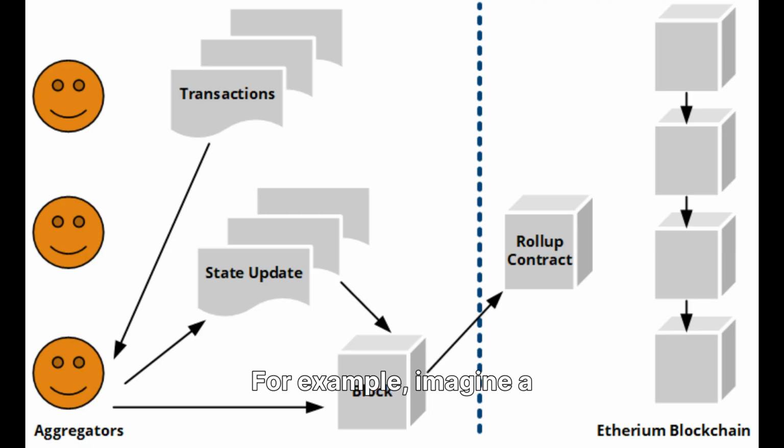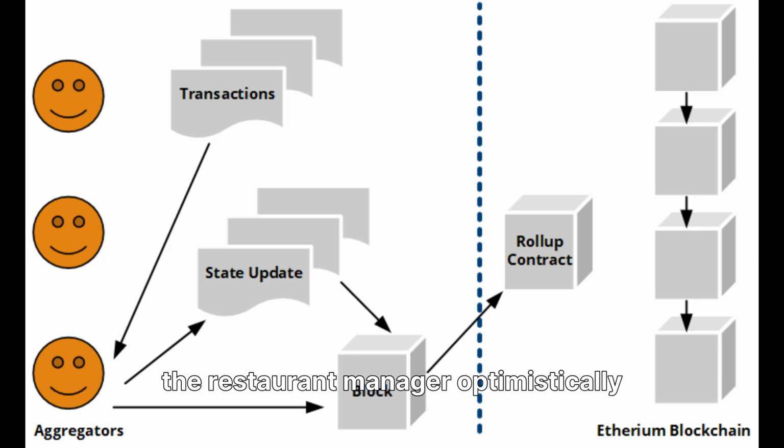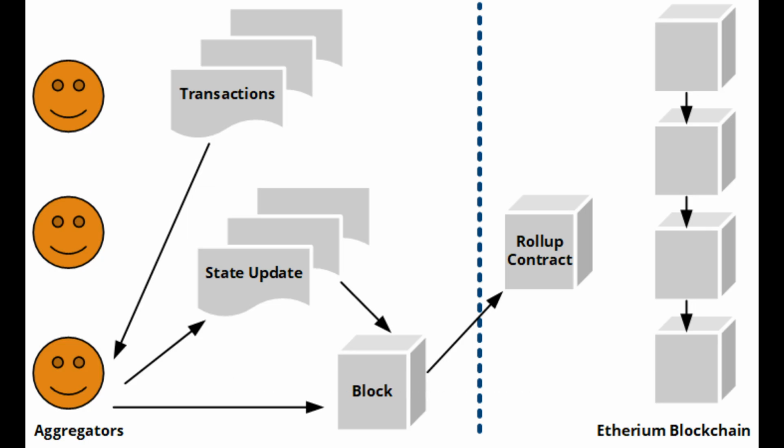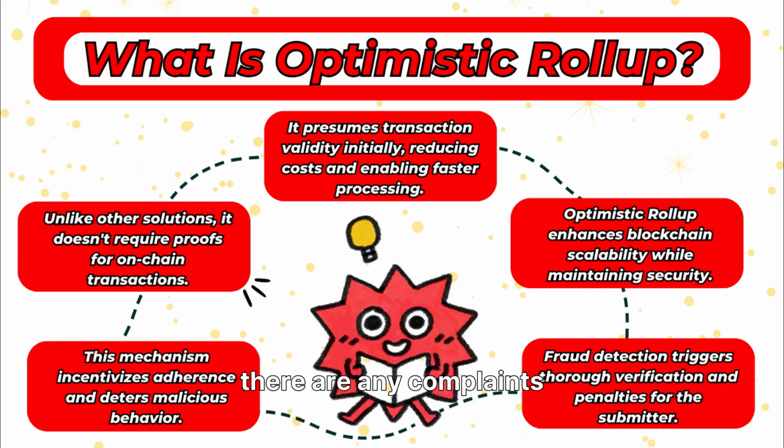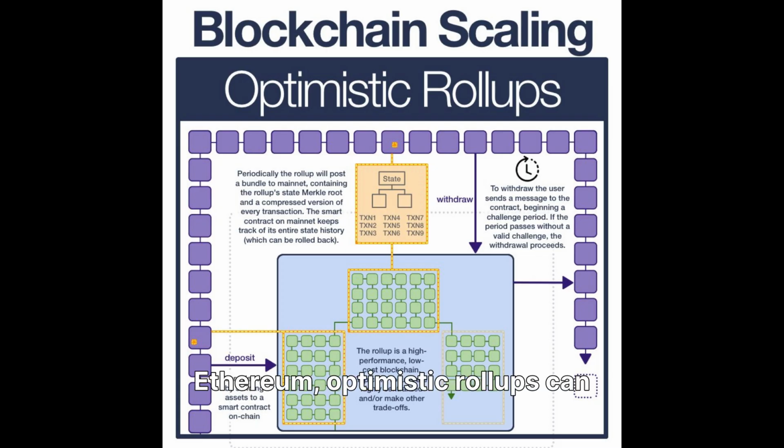For example, imagine a restaurant that receives a large delivery of ingredients. Instead of checking every item in the delivery for quality and quantity, the restaurant manager optimistically assumes that the delivery is accurate. They only check if there are any complaints or issues later on. Similarly, optimistic rollups work under the assumption that most transactions are legitimate, and only in case of disputes, they undergo a verification process. In the context of Ethereum, optimistic rollups can significantly reduce gas fees and increase throughput.